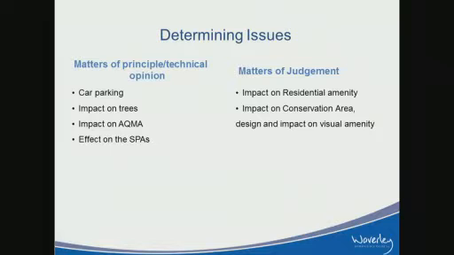The proposal would not be harmful with regard to residential amenity. In terms of the matters of principle and technical opinion, drawing on two in particular, officers can comment as follows. With regard to car parking, the proposal would result in the loss of 20 parking spaces. The wider university site provides a further 379 spaces.